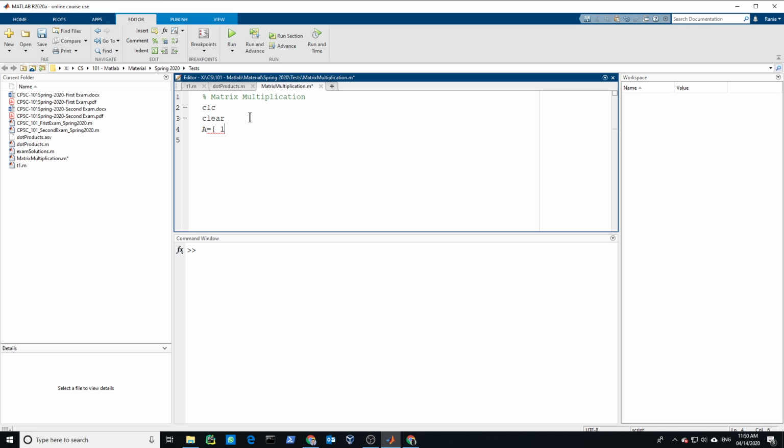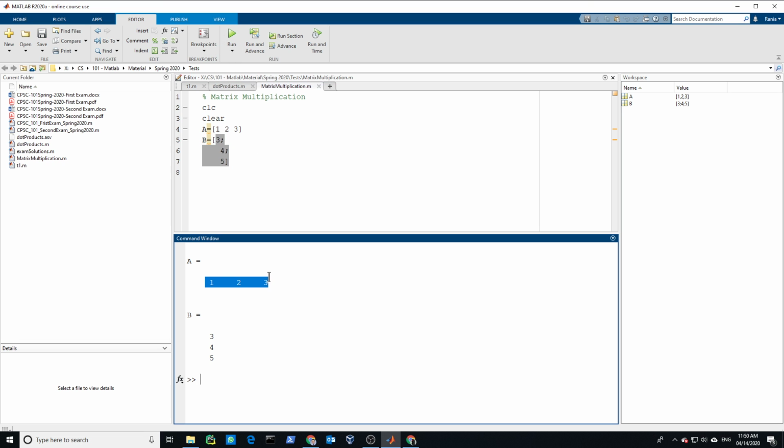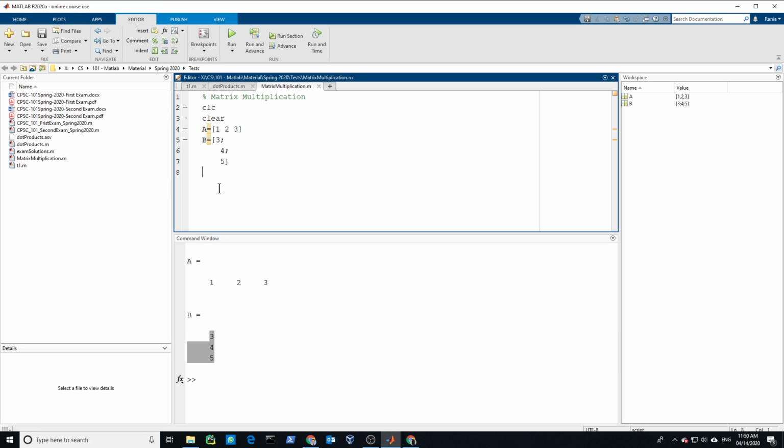Let's say it's one, two, three. So this is three elements, and let's say b equals a vector which is 3 semicolon 4 semicolon 5. All right, so in here we have one row, and here we have one column, so 1 2 3 and 3 4 5.